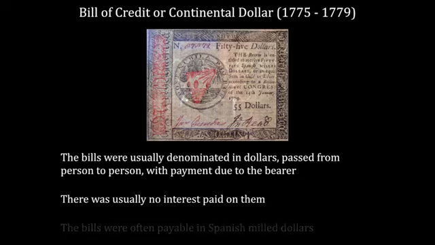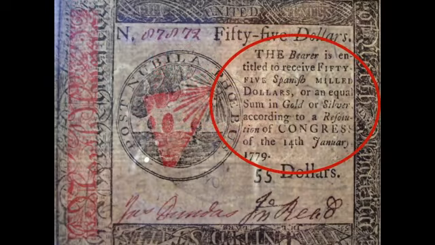Interestingly, the bills were often payable in Spanish milled dollars. A typical bill read, "The bearer is entitled to receive 55 Spanish milled dollars or an equal sum in gold or silver according to a resolution of Congress." This meant that bills of credit were really a promise to pay in gold or silver, with the Spanish dollar as the measurement of a dollar.